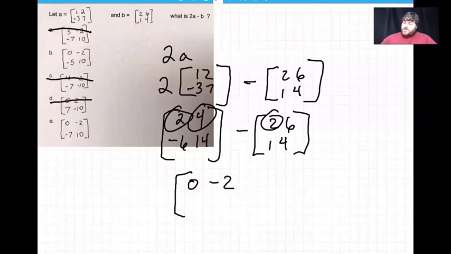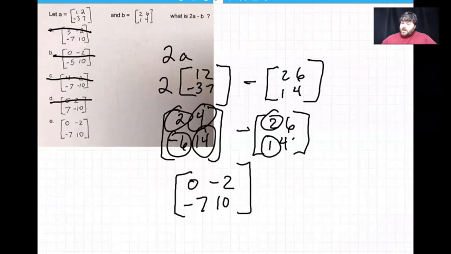That eliminates choice D. Negative 6 minus 1 is negative 7. That could be either one choice. Oh, excuse me, it can't be choice B. It's got to be E, but I'll just verify. 14 minus 4 is 10. And yes, certainly enough, it is choice E.